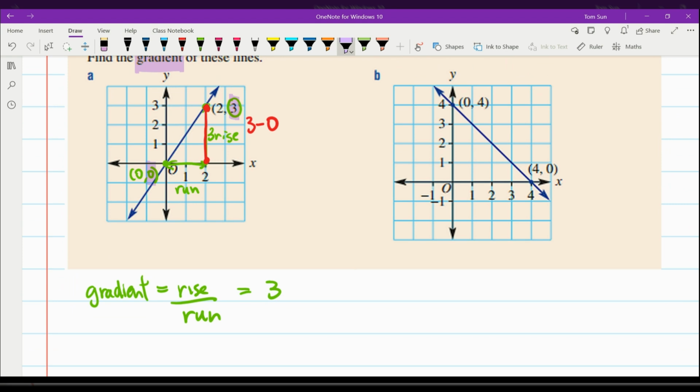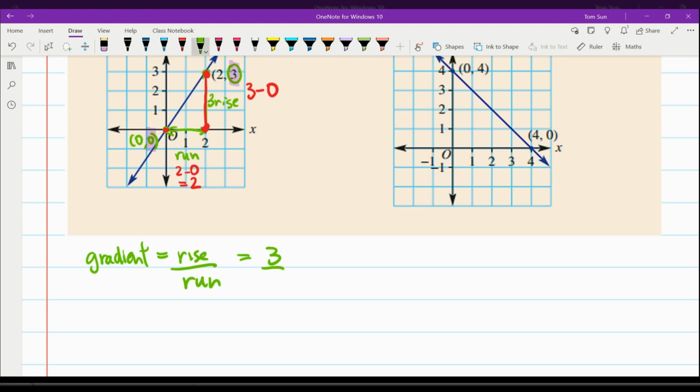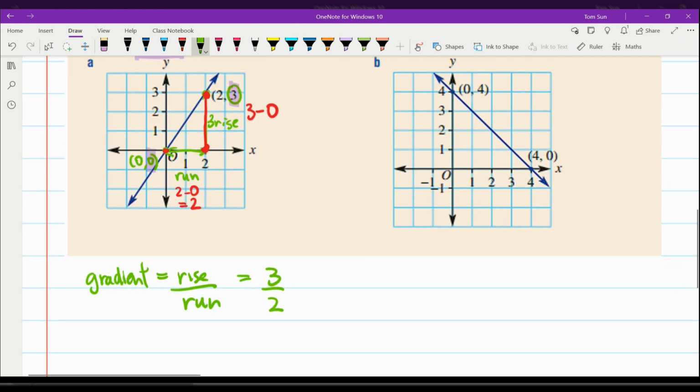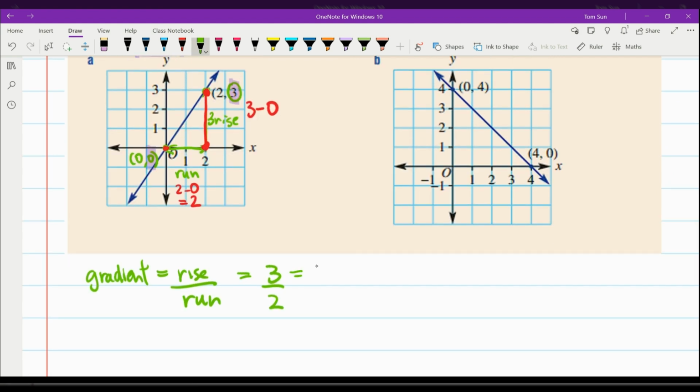And the other one for the run, we can see from here that's 2, and then from here it's 0, so it's 2 minus 0, which gets you to 2. So this is going to be 3 over 2, okay? And that's your gradient. The gradient of this line is 3 over 2, or 1.5, if you were to convert it to a mixed number.